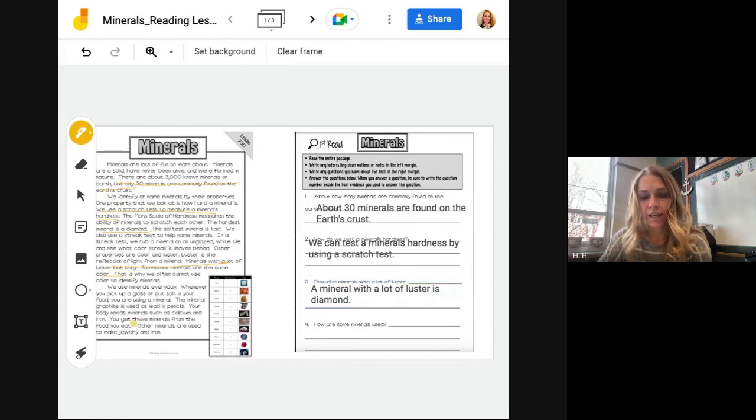Go back to our highlighting tool. The last question says, how are some minerals used? Ooh, I would say the buzzword on that is definitely used. Okay, so I'm going to look for the word used in here. Well, here's the word used. Here's the word using. Ooh, here's another word used. So we have a lot of choices, right? A lot of choices.